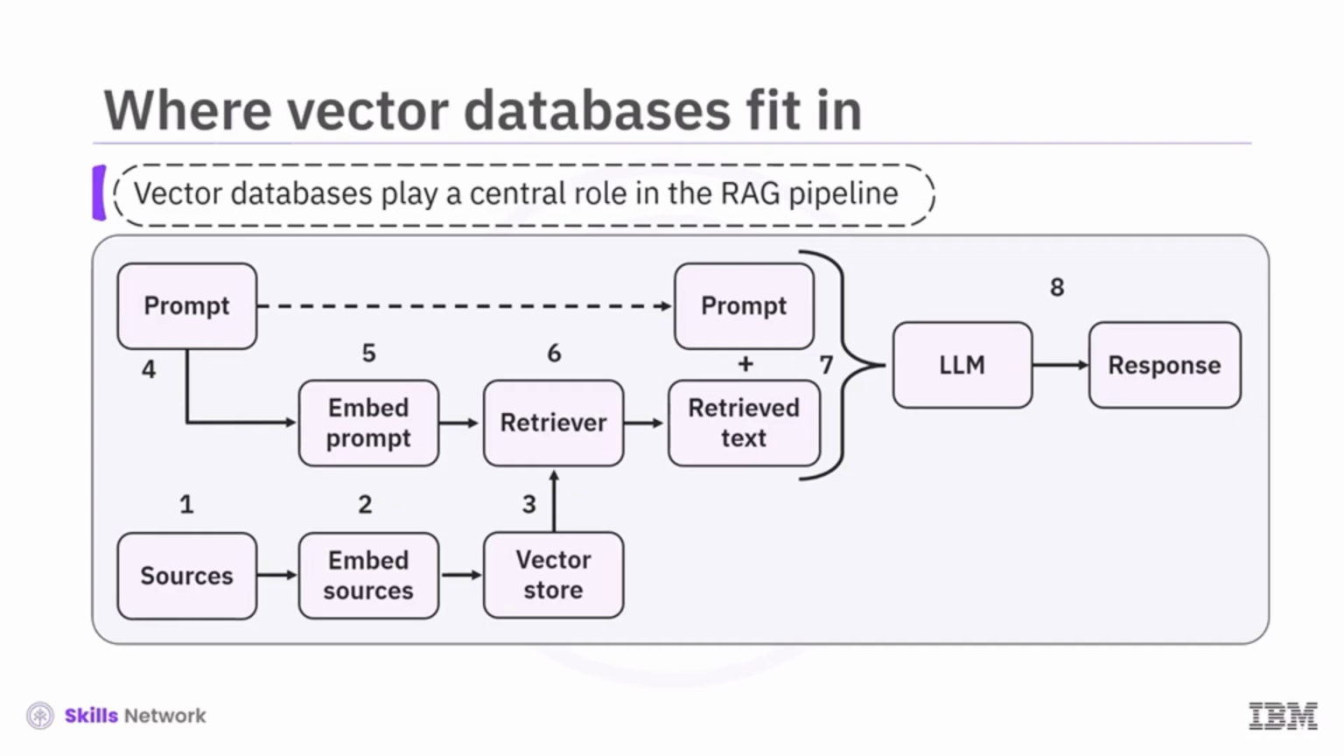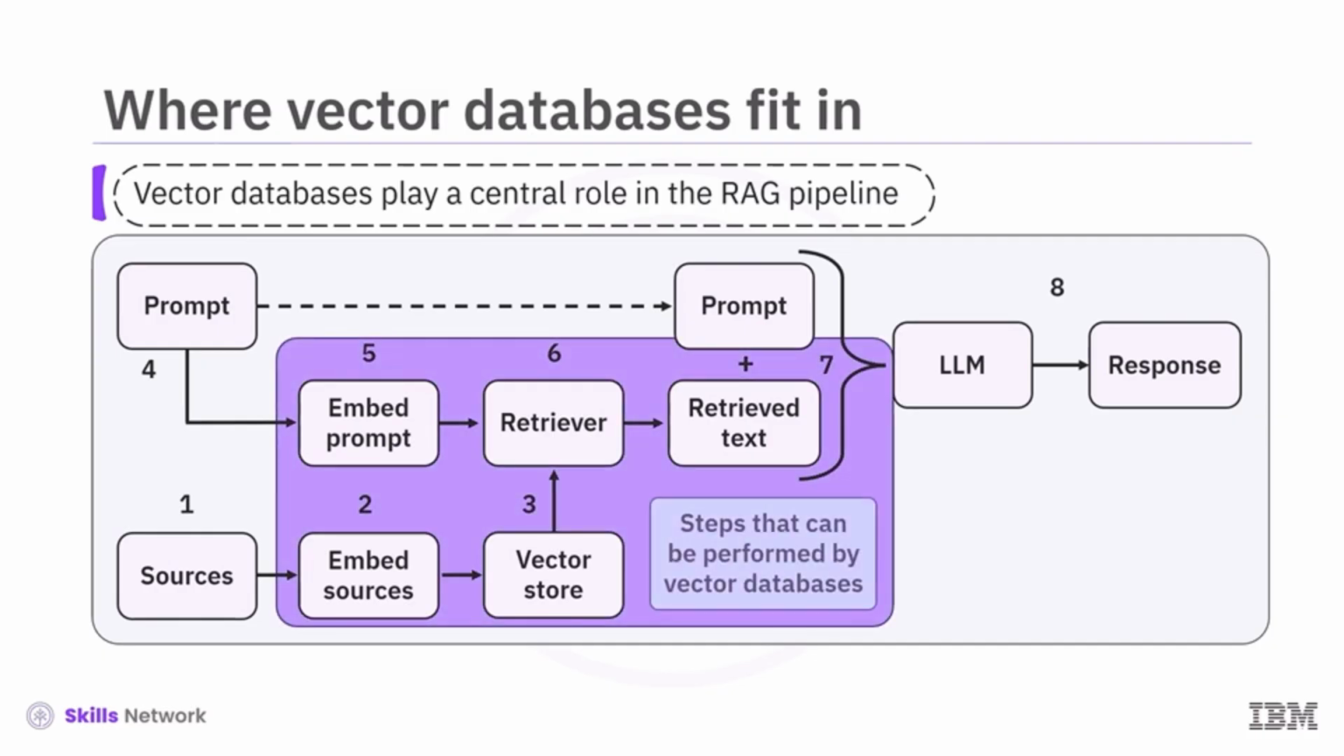Vector databases play a central role in the RAG pipeline. They can handle several key responsibilities such as embedding both source documents and user prompts, storing those embeddings, retrieving the most relevant matches, and supplying the retrieved content for prompt augmentation. This represents the full extent of what most modern vector databases are capable of. However, some of these steps, such as embedding the documents and prompts, steps 2 and 5, can also be performed externally. In such cases, the vector database is used primarily for storing and retrieving vectors.